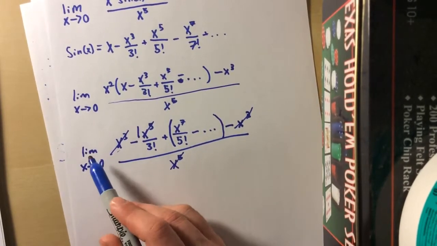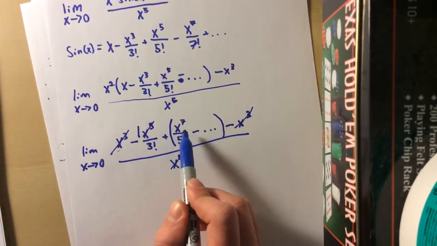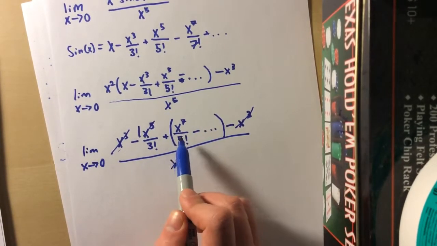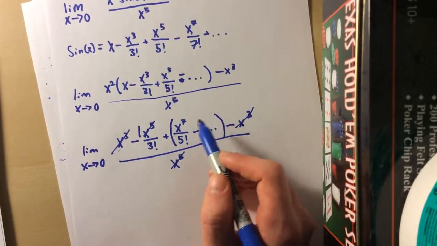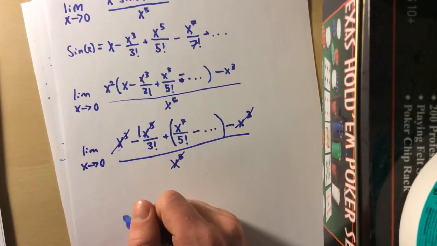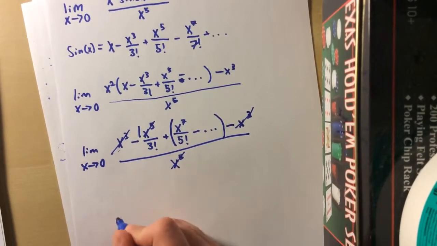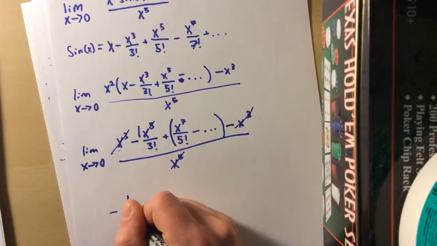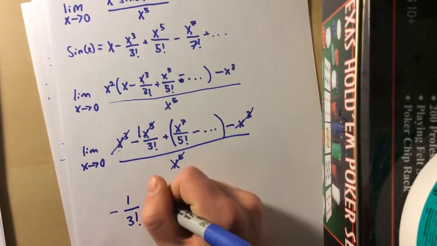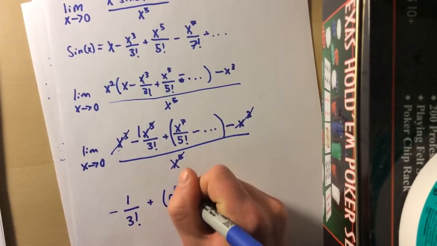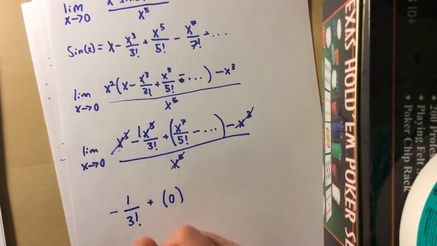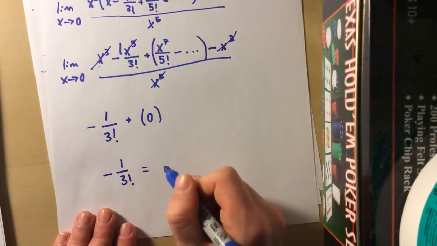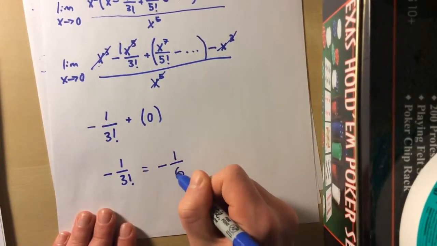Well, remember that we're taking the limit as x approaches 0. So all of these are just going to be 0 over some big number, over some factorial. So this is going to approach 0. So what we're left with is, well, this canceled out, we're left with a negative 1 over 3 factorial plus, well, that's just going to be 0. And that already canceled out with this x cubed. And then we're left with negative 1 over 3 factorial, which is equal to negative 1/6.